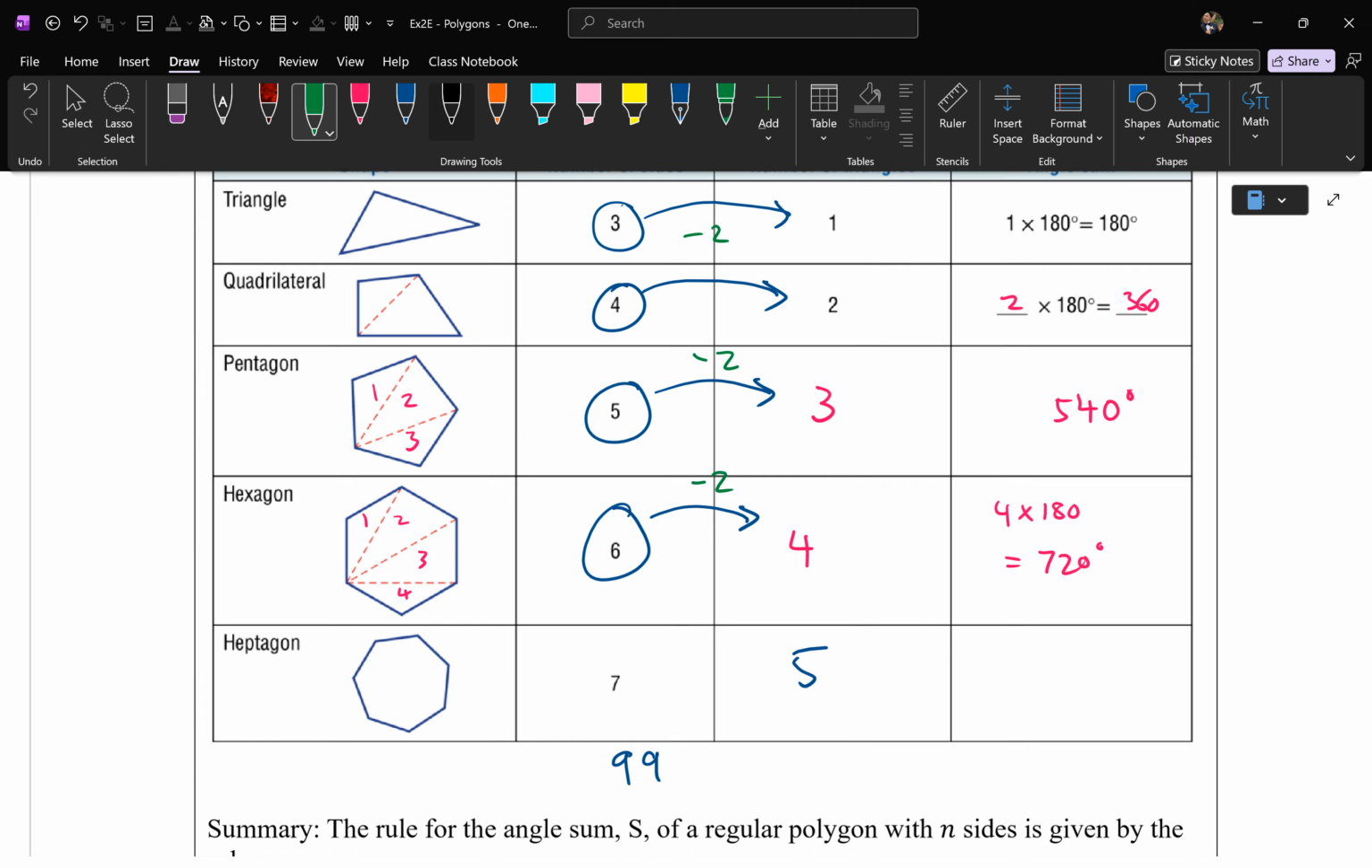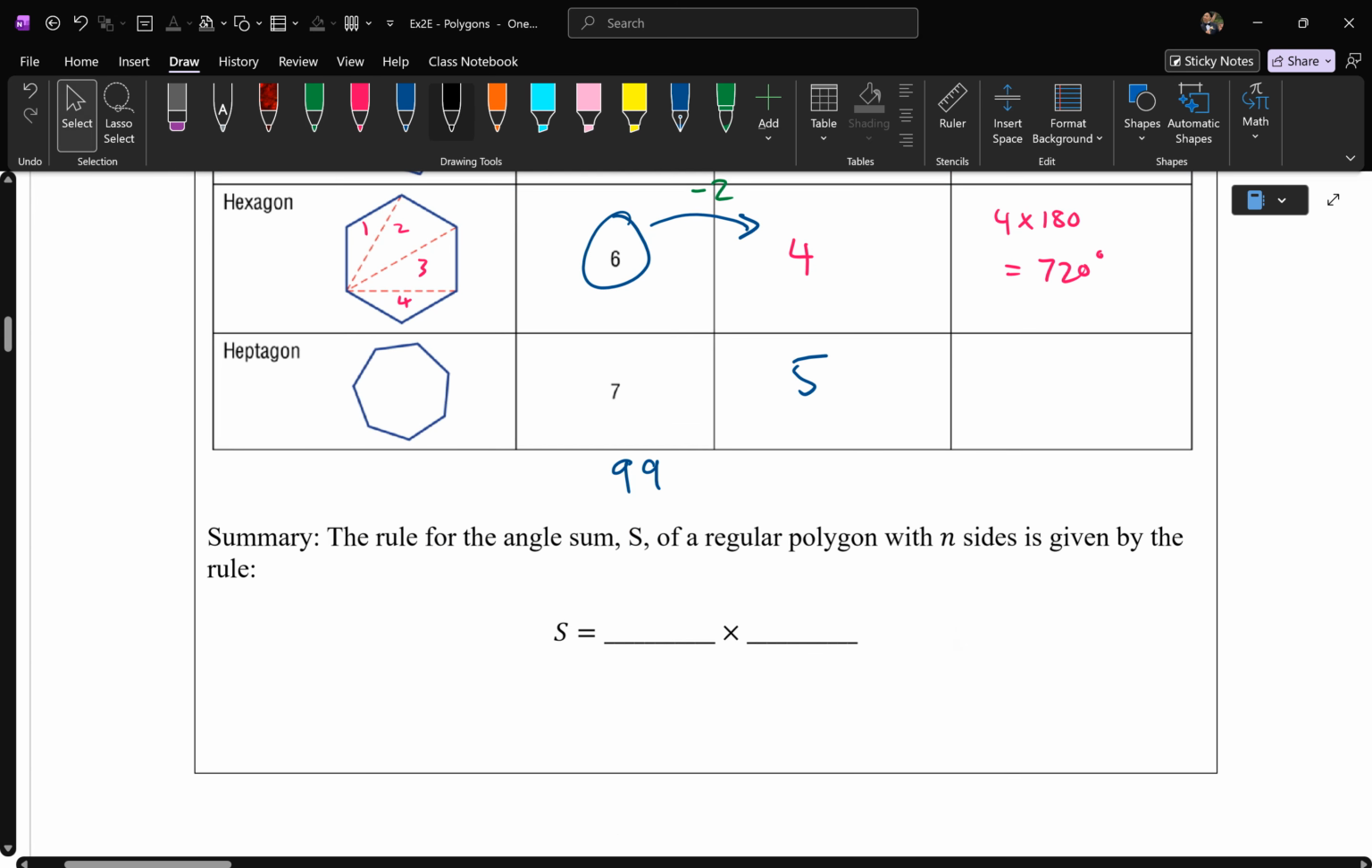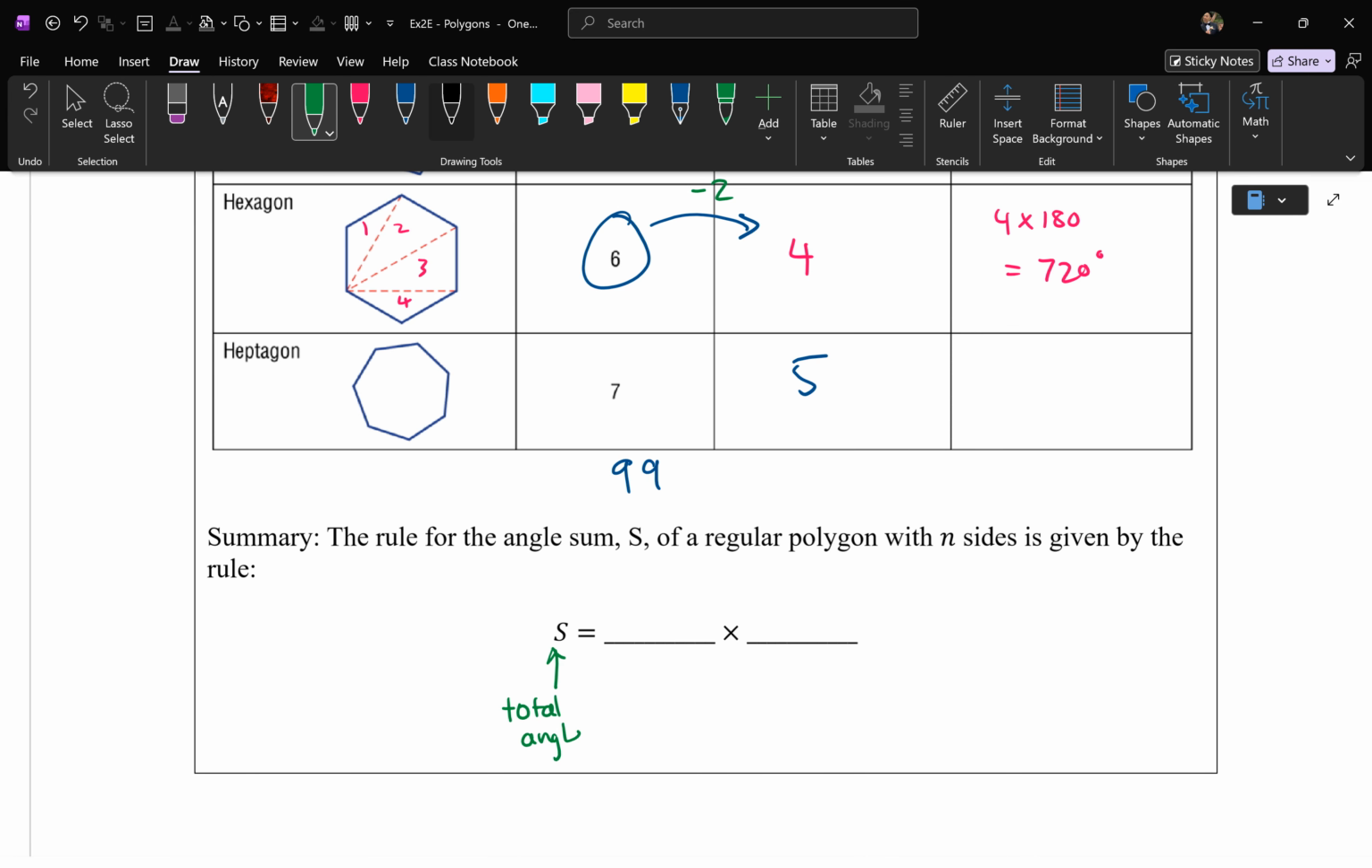And they said, oh, well, in that case, let's make a rule. If you know the number of triangles, all you do is times it by 180 to know the total sum. So here's the rule. This is called total angle sum. Total angle sum is number of sides, take away 2, because you're always 2 less. That will tell you number of triangles. Once you know the number of triangles, times by 180, because every triangle has 180 degrees.